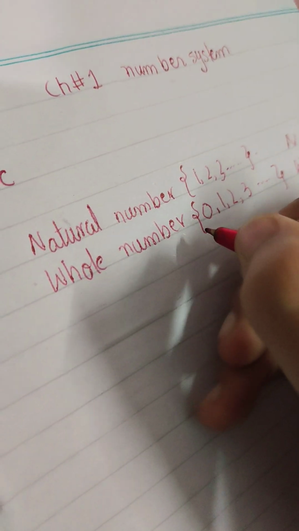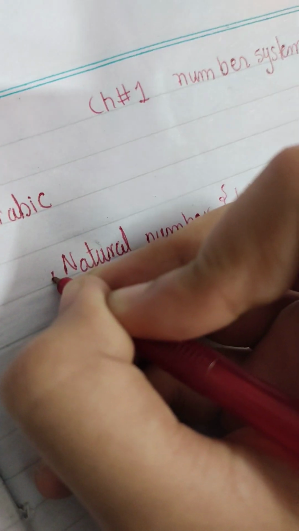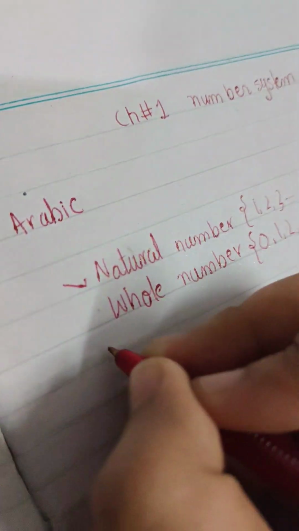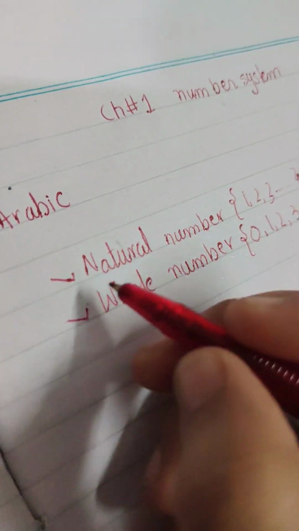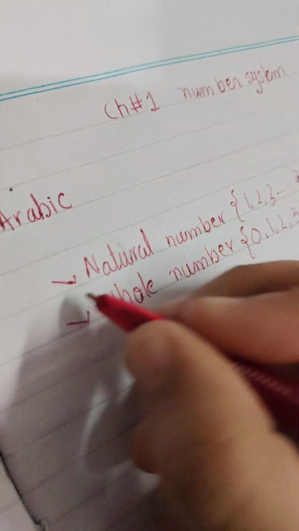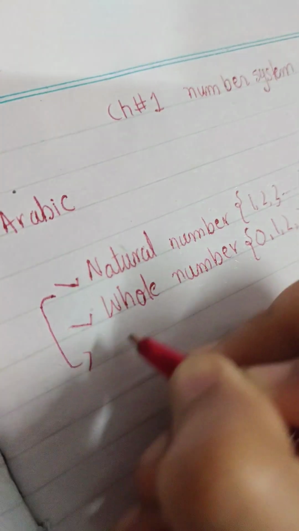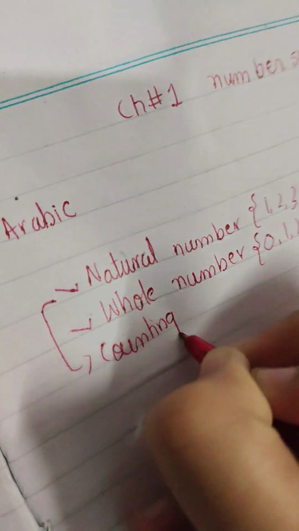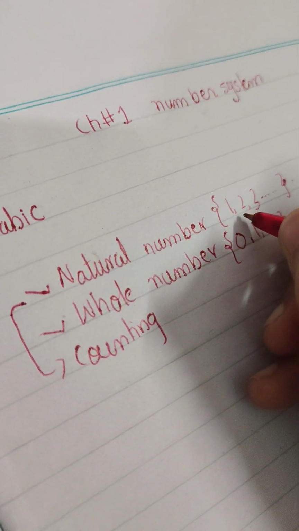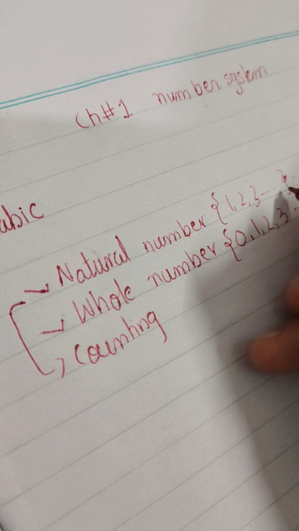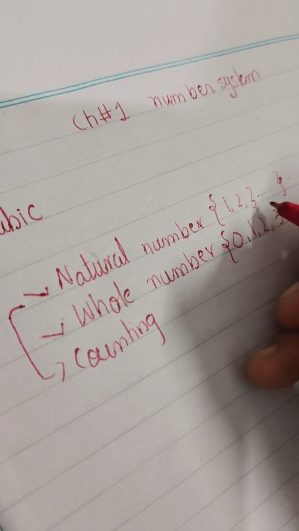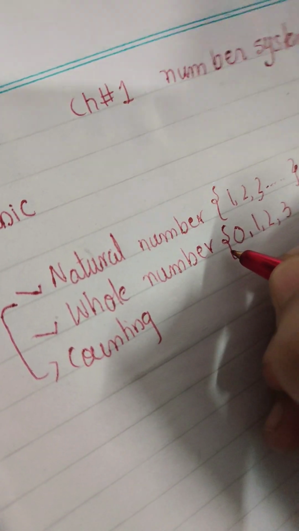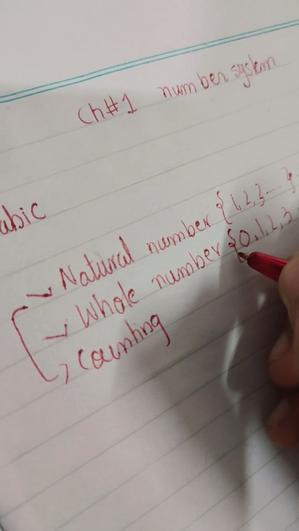So let's talk about what's the purpose of natural number and then what's the purpose of whole number. The natural number is used for counting. For example, you are sitting in a class counting students, so the counting will start from 1, 2, 3, then you're gonna count, right? So the purpose of whole number is for the measurement.